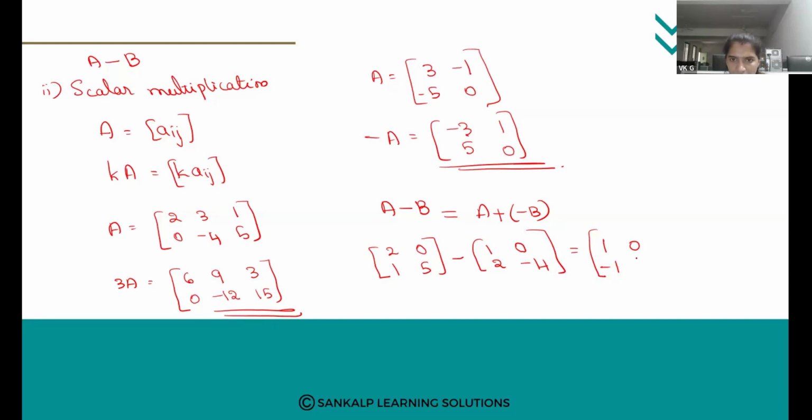5 minus -4, 5 plus 4 which is equal to 9. Yes, yes, very good, very good.